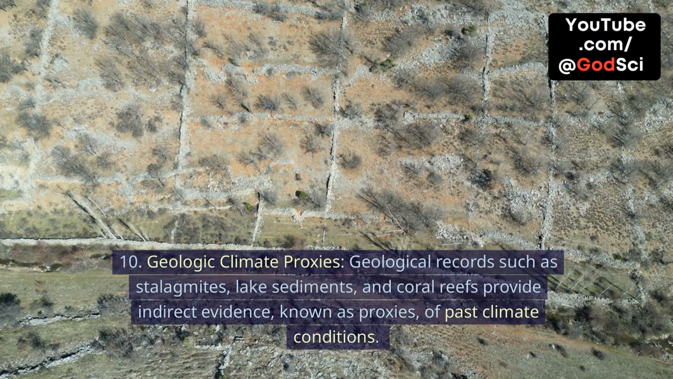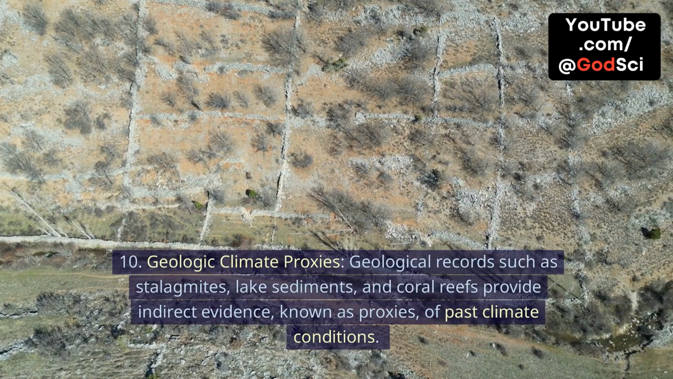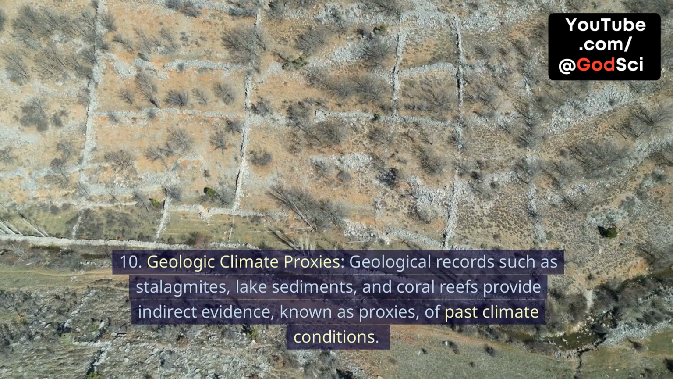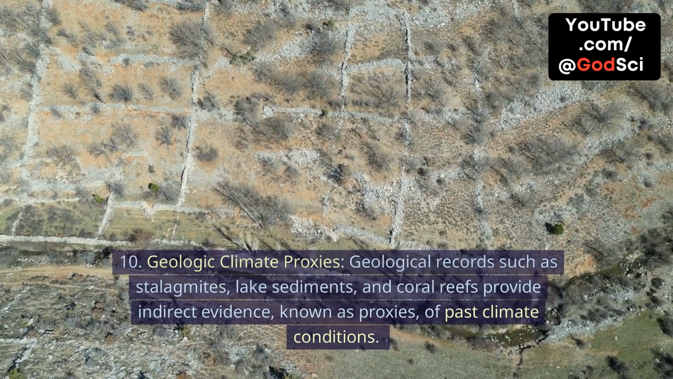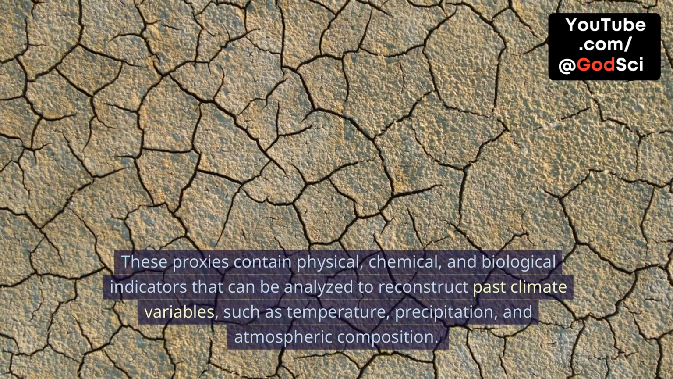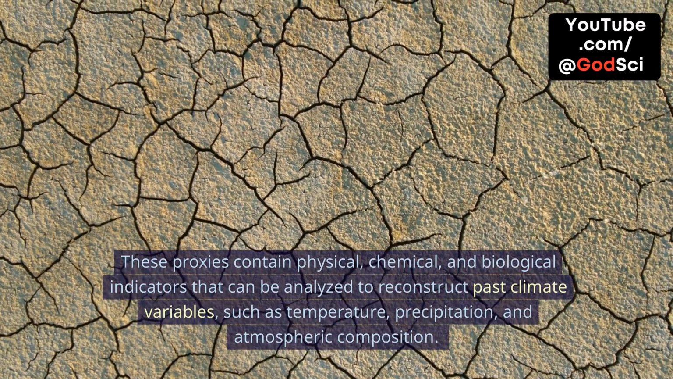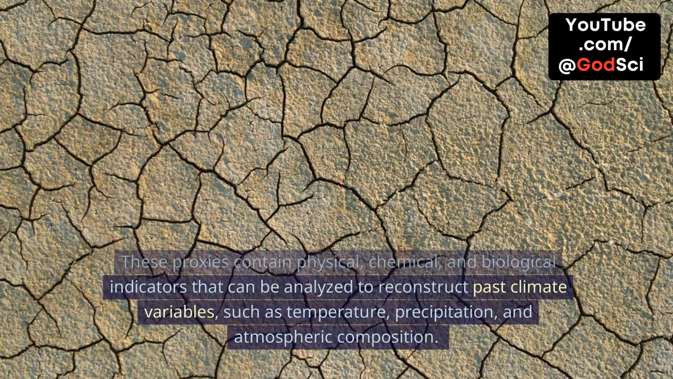10. Geologic climate proxies. Geological records such as stalagmites, lake sediments, and coral reefs provide indirect evidence, known as proxies, of past climate conditions. These proxies contain physical, chemical, and biological indicators that can be analyzed to reconstruct past climate variables, such as temperature, precipitation, and atmospheric composition.